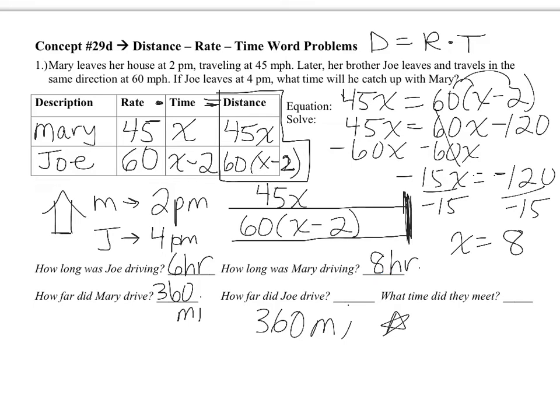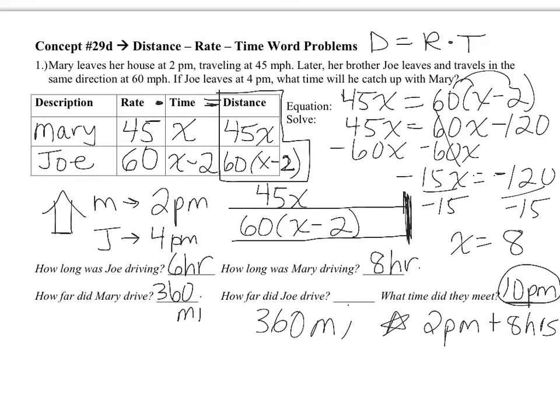So if she left her house at 2 p.m. and traveled for 8 hours, well, what's 8 hours after 2 p.m.? That would be 10 p.m. So the answer to the question is they met at 10 p.m. That's when they caught up. That's when Joe caught up with Mary.